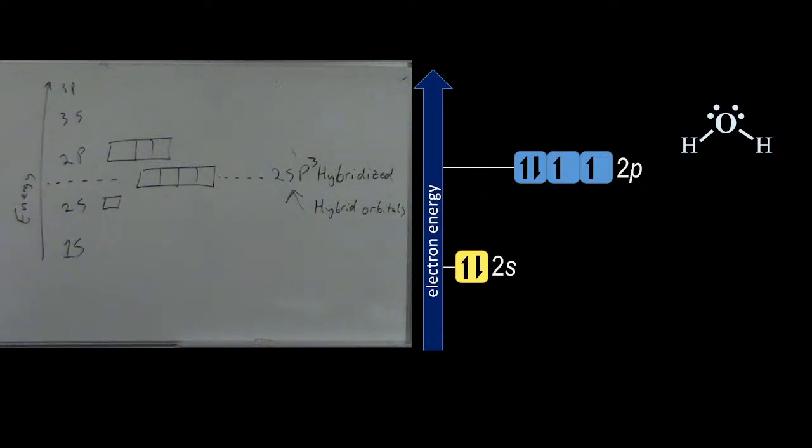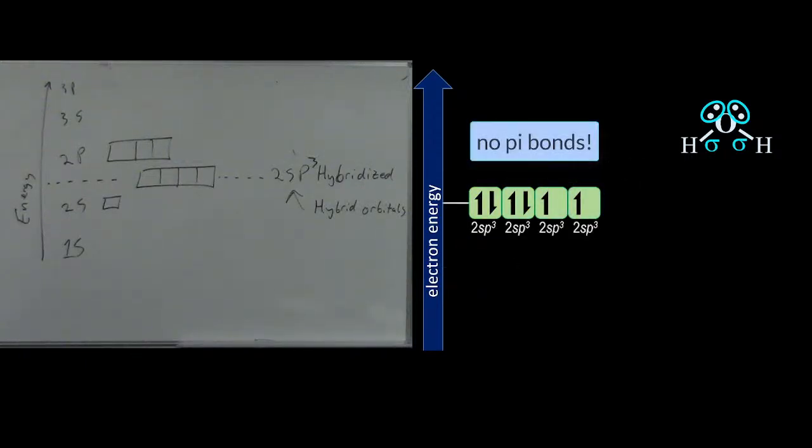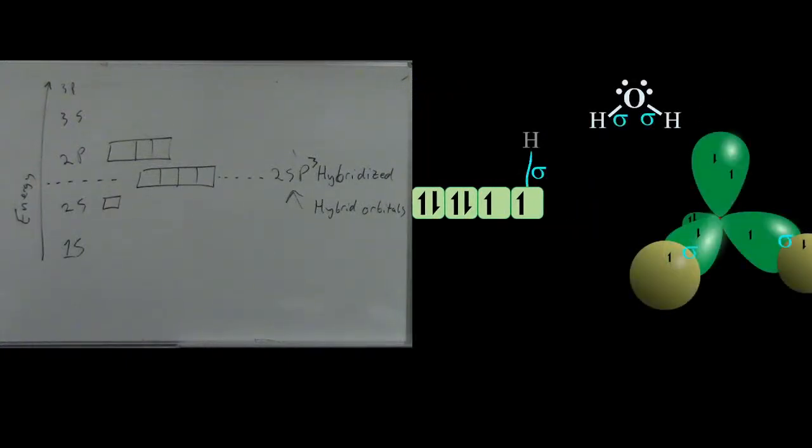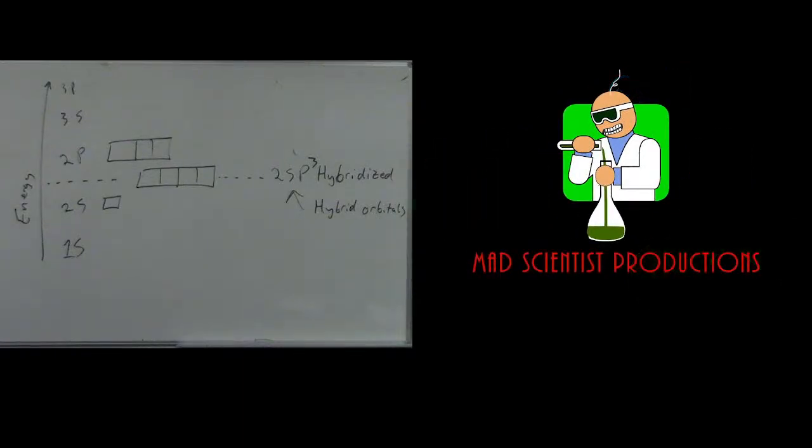And lastly, water. Here, oxygen has 2 sigma bonds and 2 lone pairs. In water, oxygen is also 2sp3 hybridized, but with 6 valence electrons. 2 of the sp3 orbitals have paired electrons. You can probably guess that the sp3 orbitals with a single electron will overlap with hydrogen, and the remaining 2 pairs are unbonded. They are lone pairs. Again, oxygen's hybrid orbitals spread out in a tetrahedral shape. That's it for hybridization.